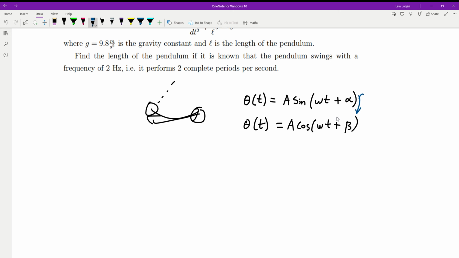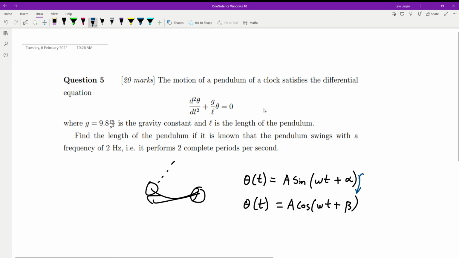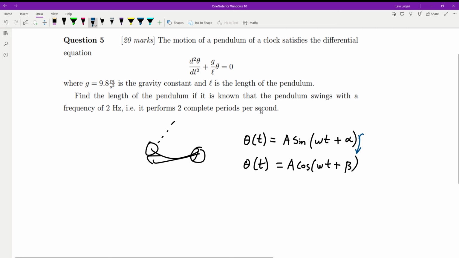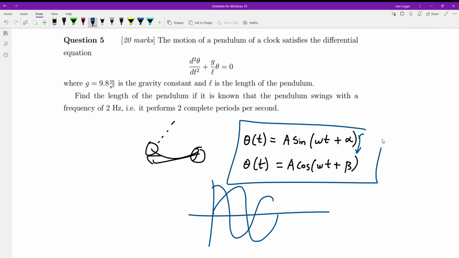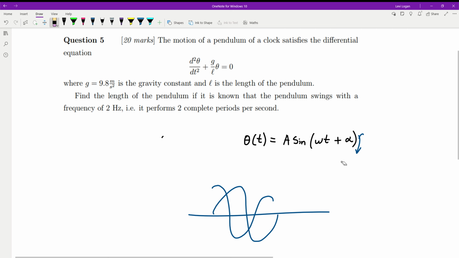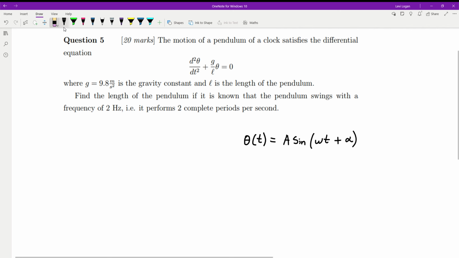The reason I can use this model is because it is a harmonic system, going back and forth, so only a sine or a cos curve can represent its motion. It can only be modeled with either one of these. Now we've got a general idea of it. I'm going to stick with the sine one, and let's see what the question's asking for. We need to find the length of the pendulum, so we need to find what L is. We have a differential equation here, and we have a setup of what our function looks like.